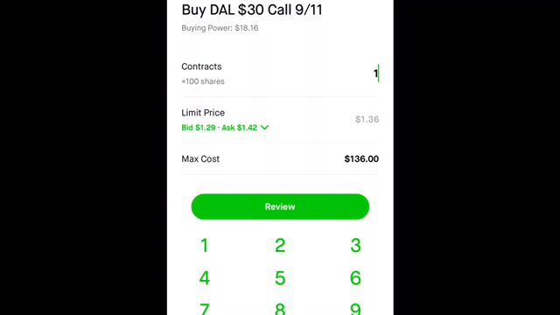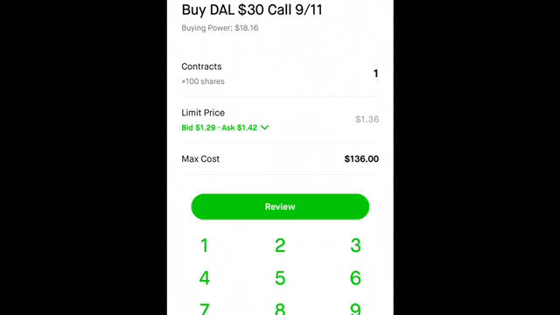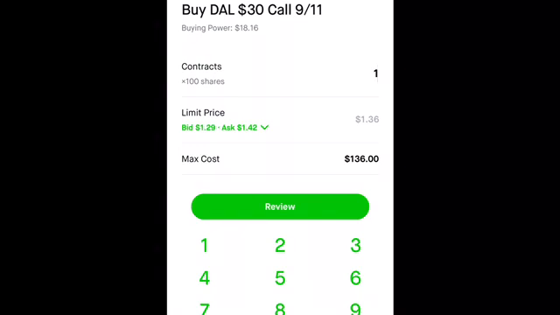But the overall gist of calls, guys, it's pretty easy to learn, right? Essentially, you have a bullish opinion about a stock. You think a stock is going to go up in the short term or the long term, right? And essentially, you can make money by calling it right. If you called that Delta Airlines was going to hit $30 by September 11, you probably are going to make some money off the contract. But with that being said, guys, that's all I really have to say about the video.